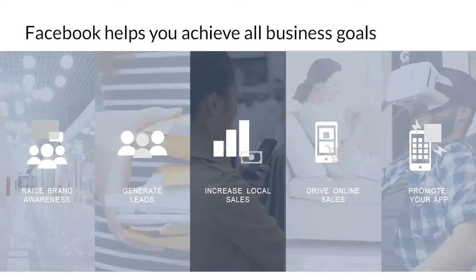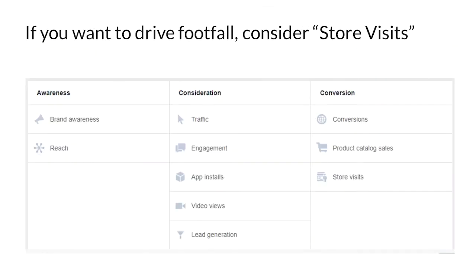For generating local sales or to increase footfalls to your store, you might want to consider these campaign objectives. First and foremost, give the utmost priority to store visits. In the store visits campaign objective, you can select a specific store which you have created through Facebook business, and you can embed a map in your ad. You can also target people in and around the vicinity of your store.